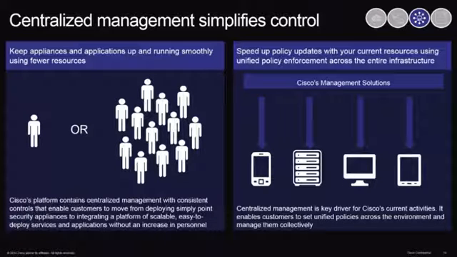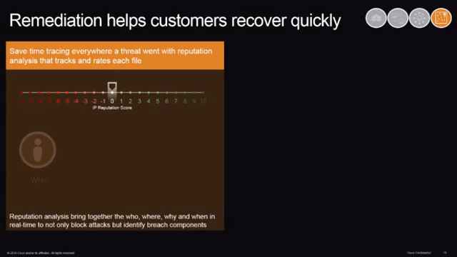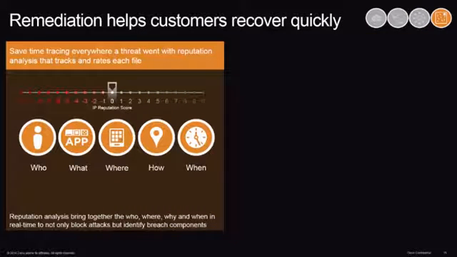Finally, after solutions are deployed and an attack comes, Cisco provides remediation to get customers up and running again quickly. Reputation analysis tracks the who, where, how, and when components of all data streaming through a customer's network. This not only helps identify threats before they enter the environment, but it also helps remediation after a breach occurs. Customers can see how the attack entered and can prevent it from happening in the future. It also enables them to see where a file has been in order to remediate quickly.